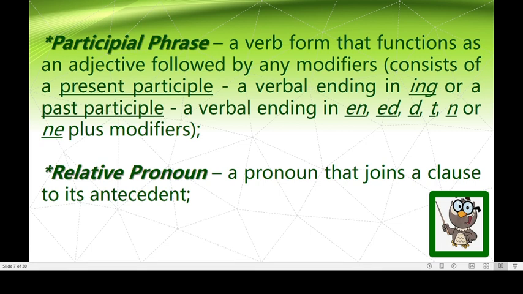Next is participial phrase, a verb form that functions as an adjective followed by any modifiers. These modifiers consist of a present participle, a verbal ending in -ing, or a past participle, a verbal ending in -en, -ed, -d, -t, -n, or -ne, plus modifiers. Next, we have a relative pronoun. This is a pronoun that joins a clause to its antecedent.